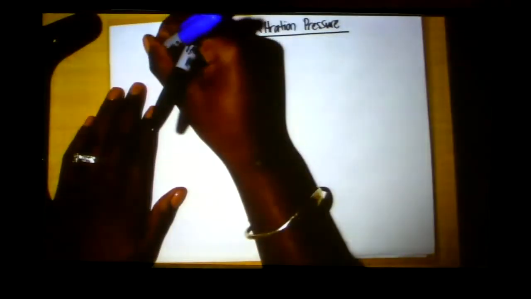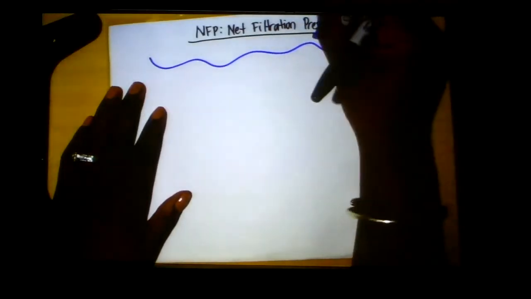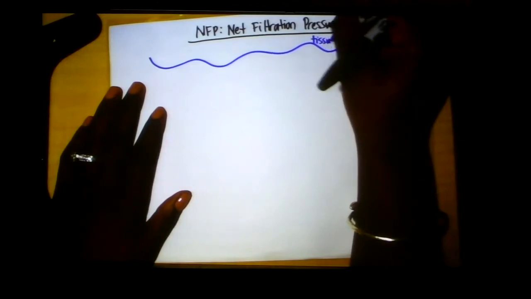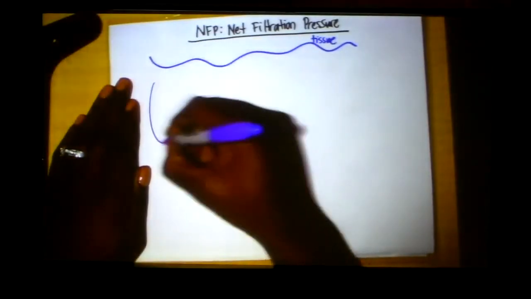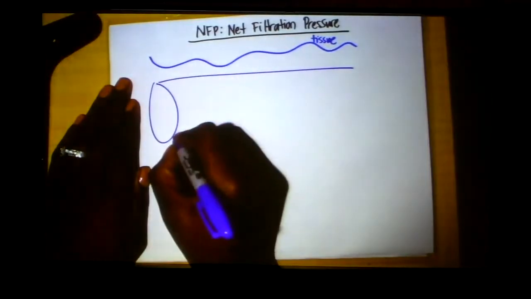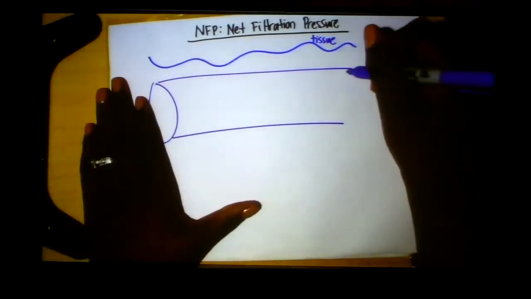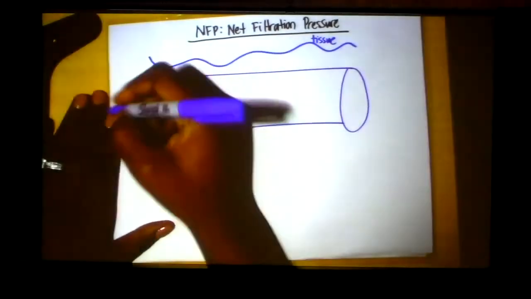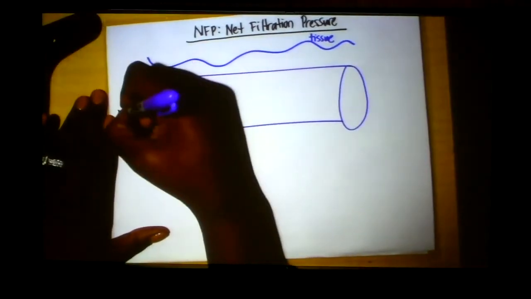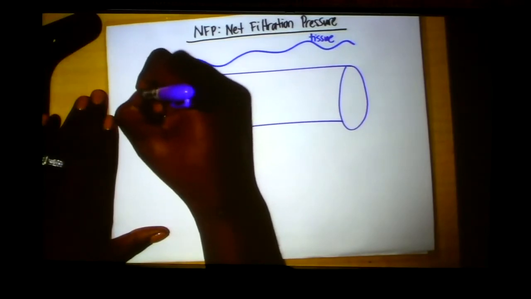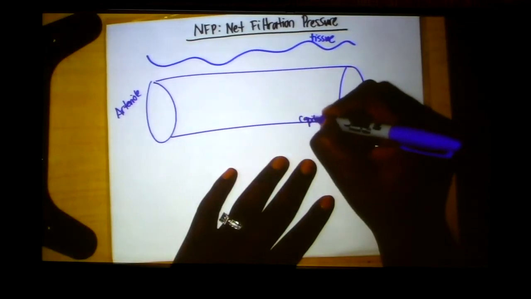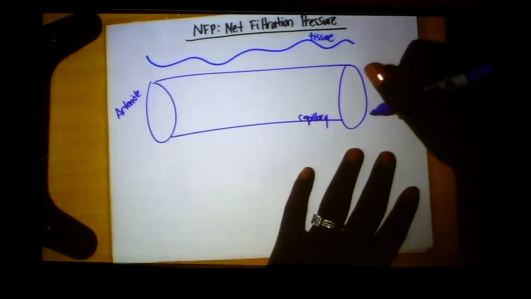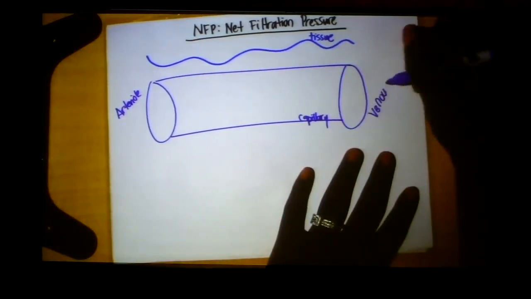So I'll draw a similar diagram. We have our tissue on this side, and our capillary here. This is the arterial end, this is the capillary, and this is the venous end.